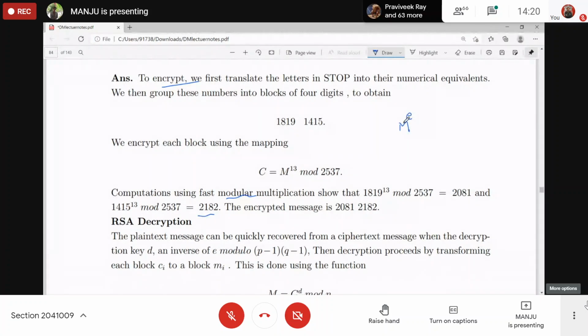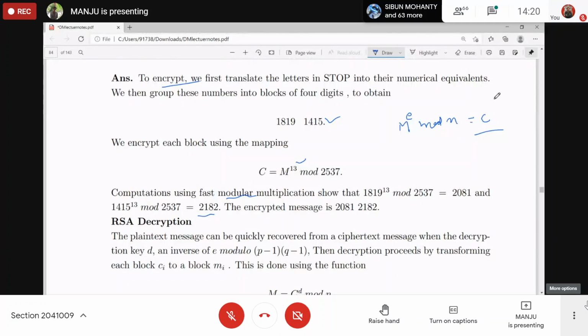See, M is the translated numerical equivalent. In this one, you are taking the block and then taking power E, whatever is given, 13 was given, and applying modulo N. Modulo N is also given, right? Whatever the answer for this, that will be your encrypted code.